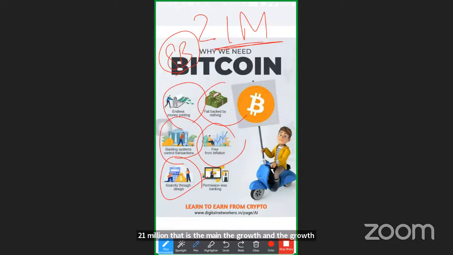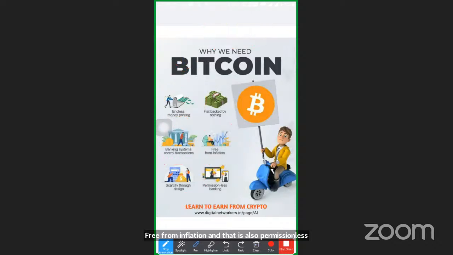Because when it is designed with scarcity in mind, then it becomes scarce and it becomes expensive and valuable also. So this is the main idea behind Bitcoin, to have your own currency that is not backed by any government or any bank, that is scarce in total supply, that is free from inflation, and that is also permissionless banking. No third party could be involved. So this is the best form of money that you can ever have.